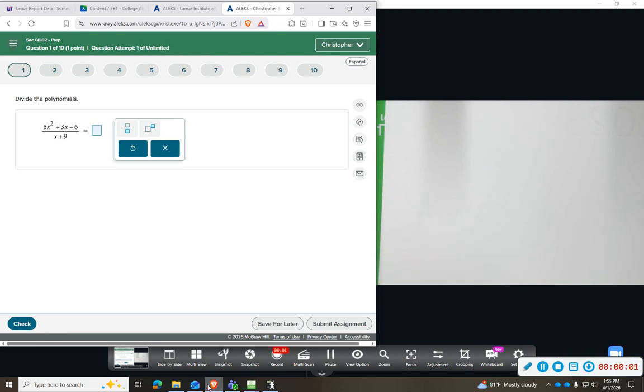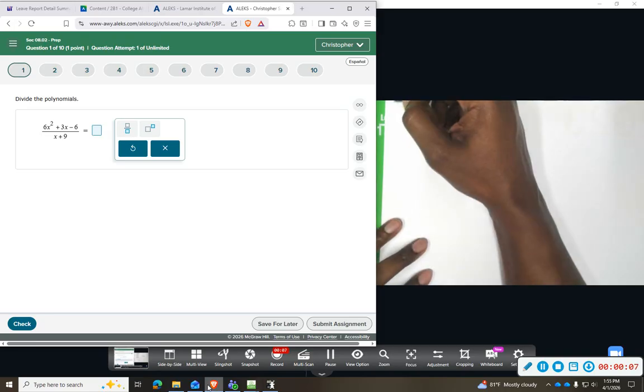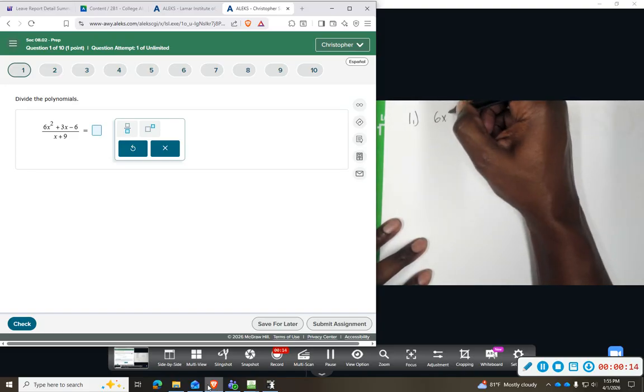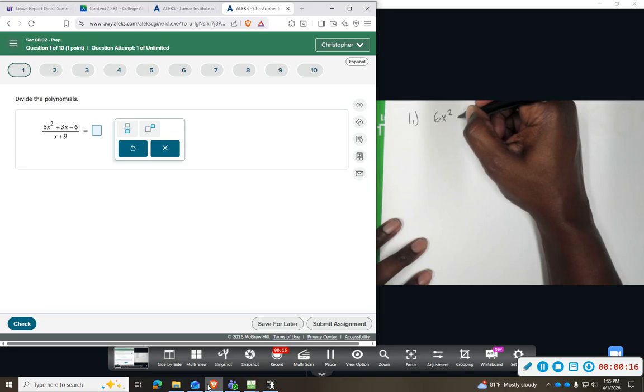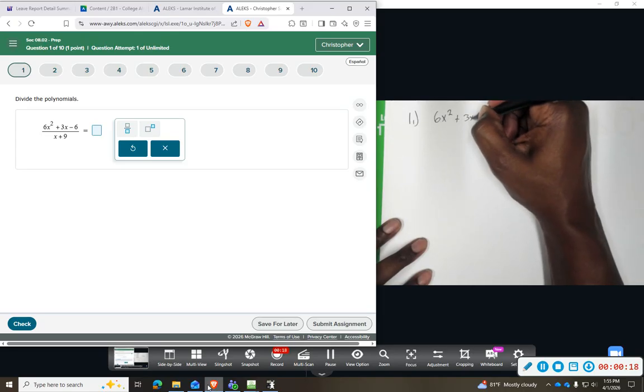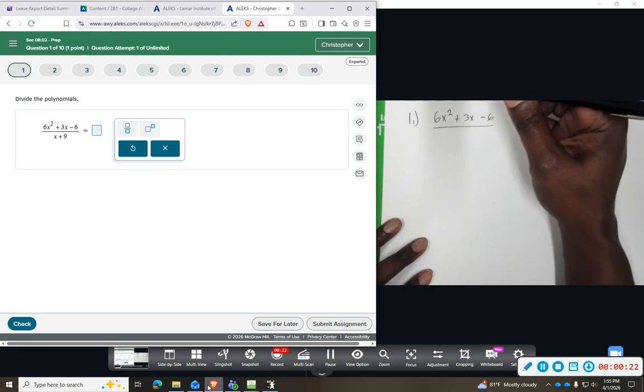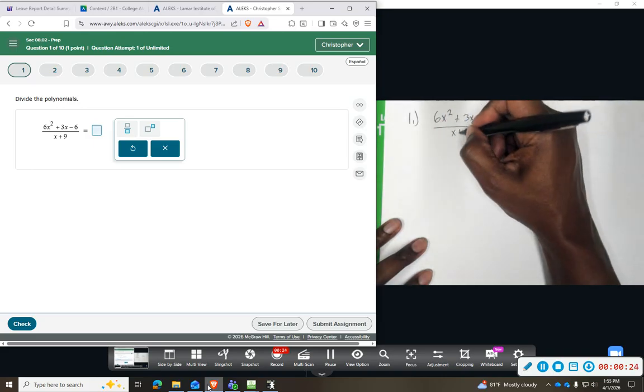All right, today we're looking at 8.2 prep. Number one wants us to divide the polynomials. We're going to do this with synthetic division. We have 6x squared plus 3x minus 6. We're going to divide by x plus 9.